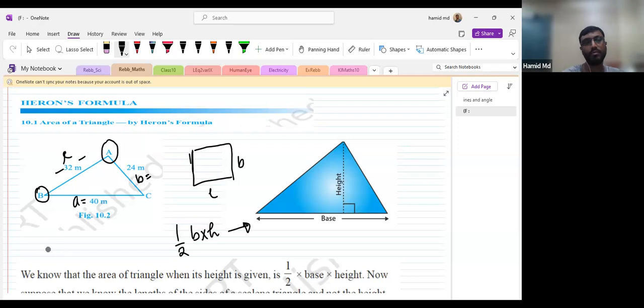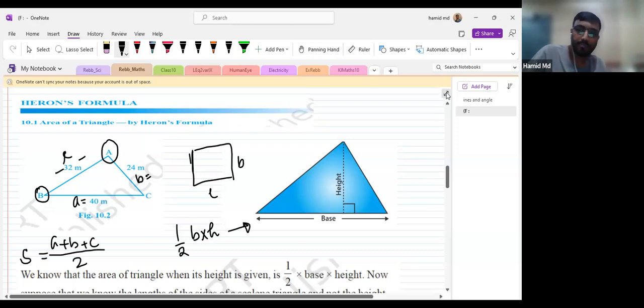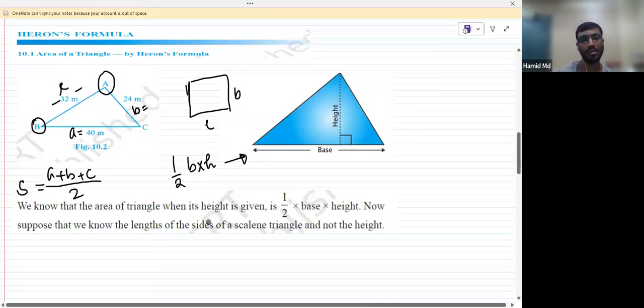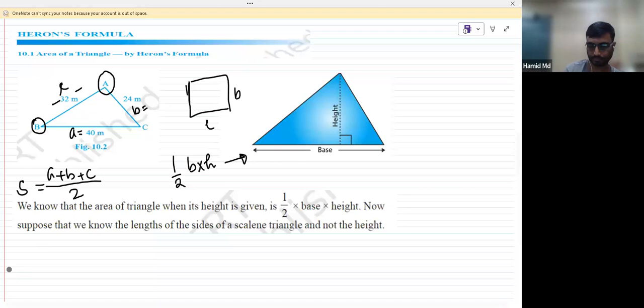So what we will do now, we will find the sum of all sides, a plus b plus c, and we'll halve it. And we will assign this a name called S. Okay. Yes, sir. If we have this S, we will come to what it is termed in mathematics. Let me just increase the size of this page.